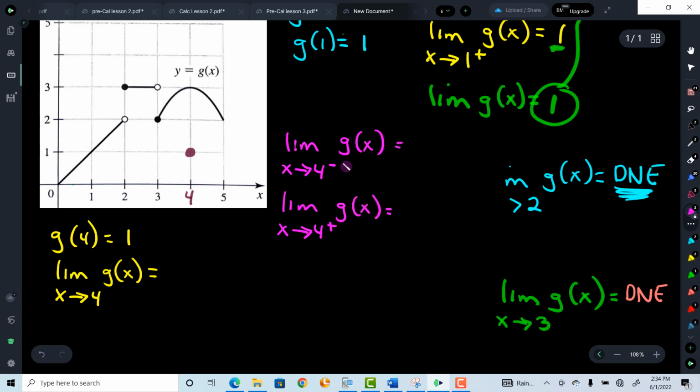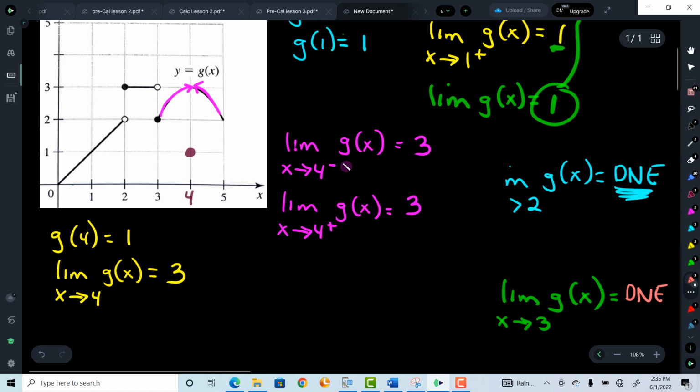So as we approach 4 from the left, what does g of x approach? Looks to me like it's approaching 3. As x approaches 4 from the right, what's g of x doing? Now it is also approaching 3. So what is the limit as x approaches 4? 3.